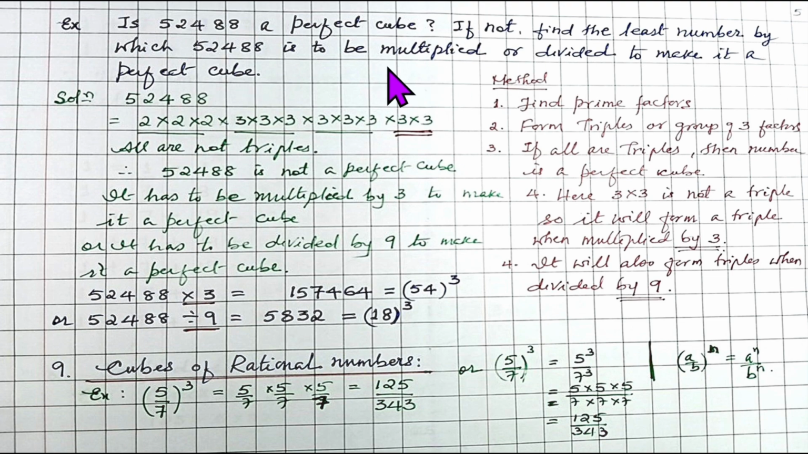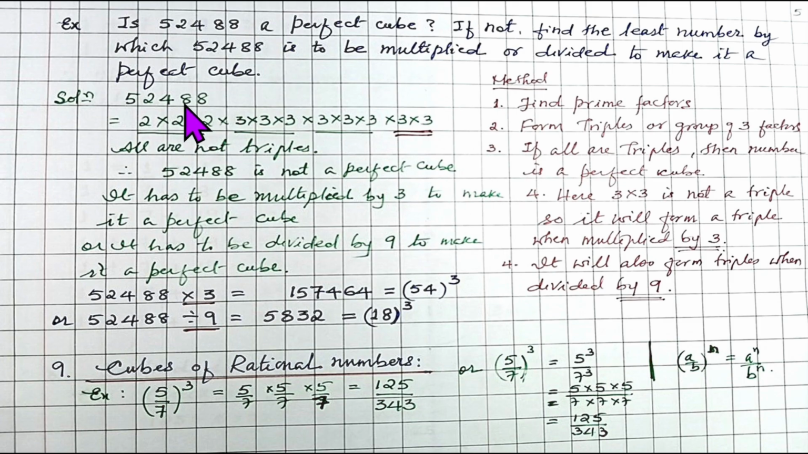The method is very simple. What you do is take 52488, find the prime factors of that and write them down. The prime factors of 52488 would be 2 into 2 into 2, 3 into 3 into 3, 3 into 3 into 3 and 3 into 3. Now you triple them. So you have got one triple here, second triple here, third triple here, but 3 into 3 is not a triple, so therefore it is not a perfect cube.